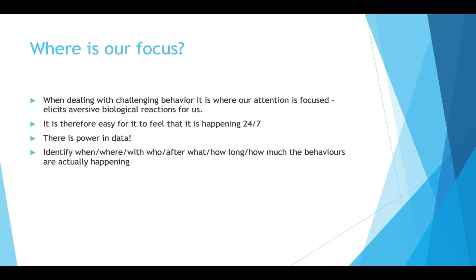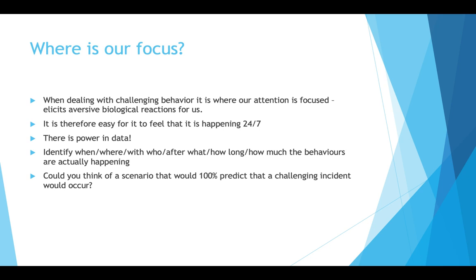So identify those key parameters around the behaviour. How long is it happening for? How much? Could you think of a scenario that would 100% predict that a challenging incident would occur? So if you were to say, okay, if I was to put big money on the fact that this will happen, it would be on a Monday morning in maths if Johnny was sitting next to him, for example.